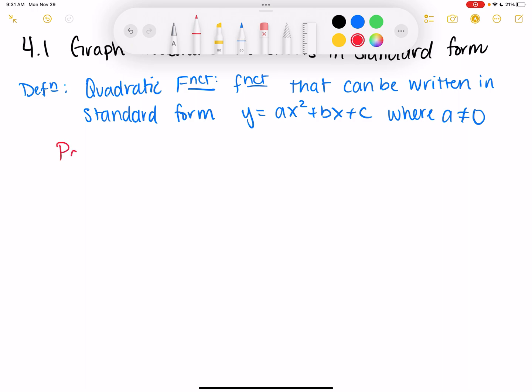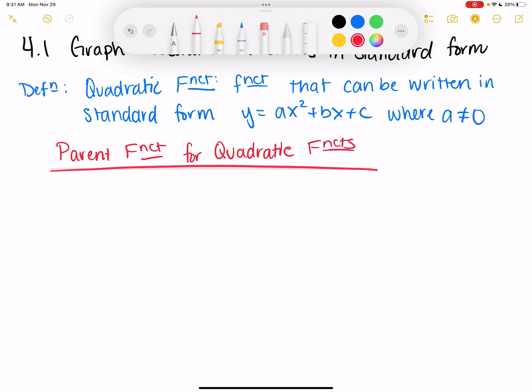The parent function for quadratic functions, so I'm going to draw a picture and then I'm going to label it.